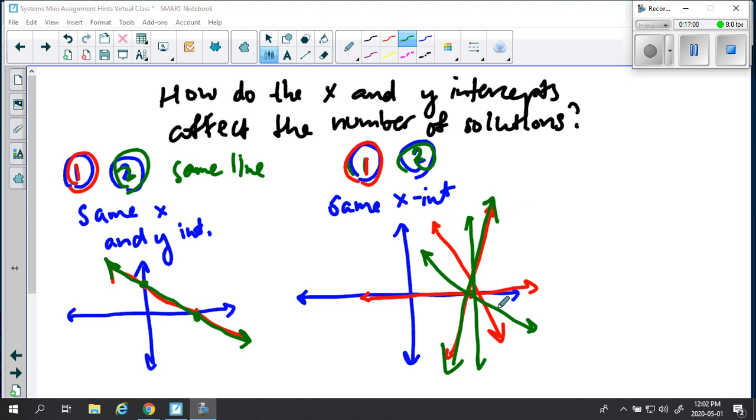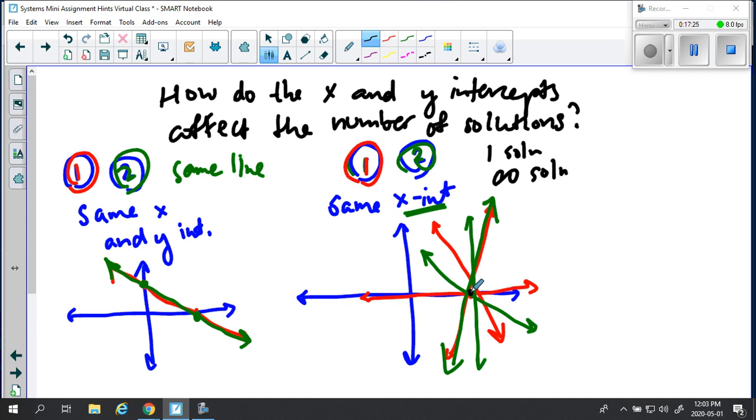So what you're seeing between the red and the green lines is that it is possible that they intersect right at this x-intercept. It is also possible that they are the same line. So there's two scenarios that are possible. Maybe they intersect at one point and there's only one solution between them. And maybe they're the same line and there's an infinite number of solutions between them.